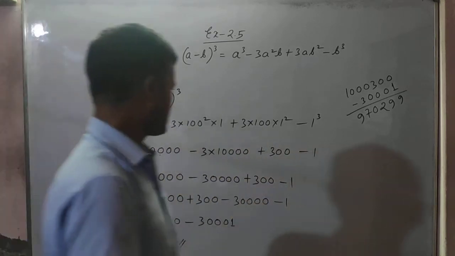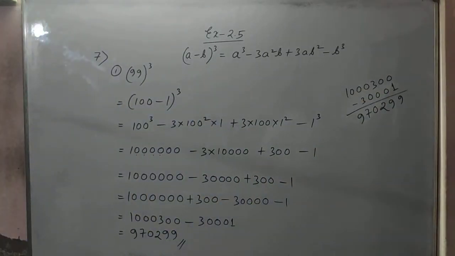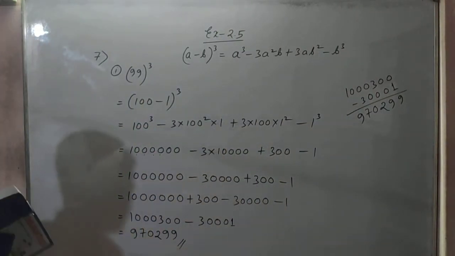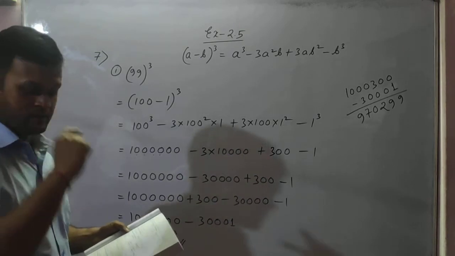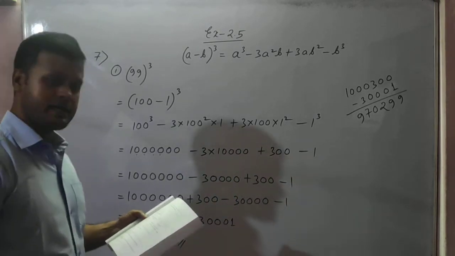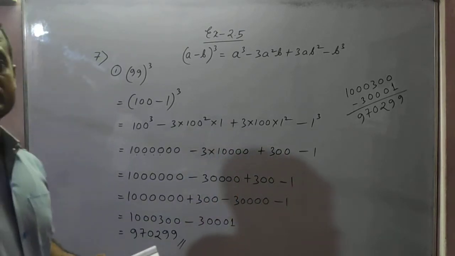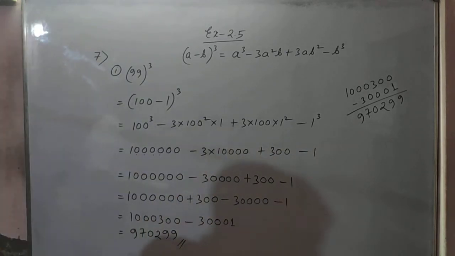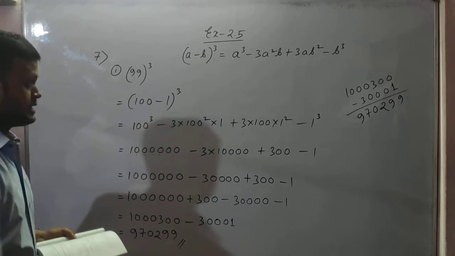Okay, students. So, students, the question is like this: evaluate the following using suitable identities. That means you have to find the value. Evaluate means you have to find the value, isn't it? So 99 whole cube.